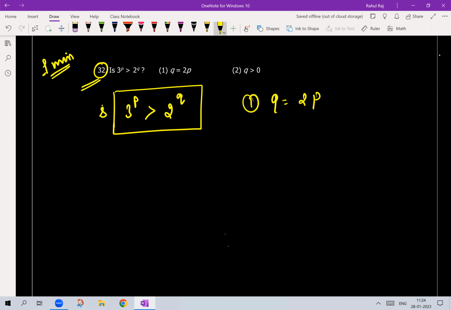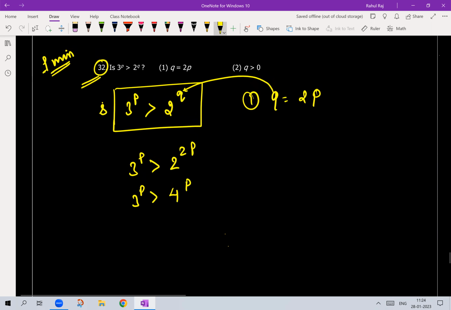Now it's very simple for me. What I can do is replace q in the question with its value and see what we get. So if I put it in the question, what happens? 3 to the power p greater than 2 to the power 2p. It means nothing but 3 to the power p is greater than 4 to the power p. But still, guys, we have no idea about the value of p. Imagine if I take p is equal to 1, so 3 greater than 4, no situation.